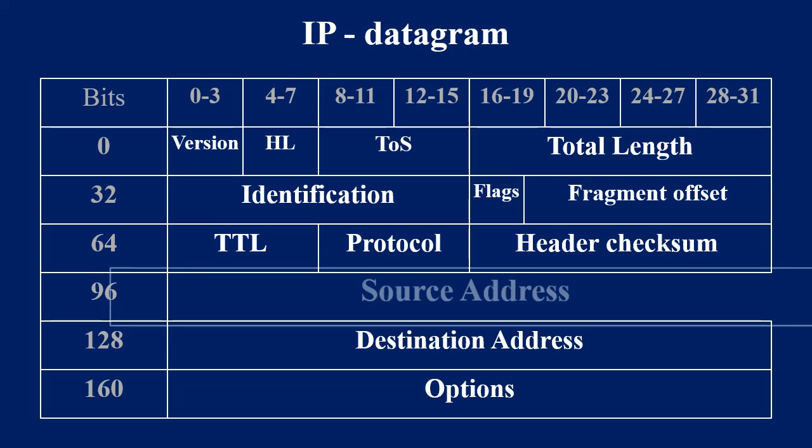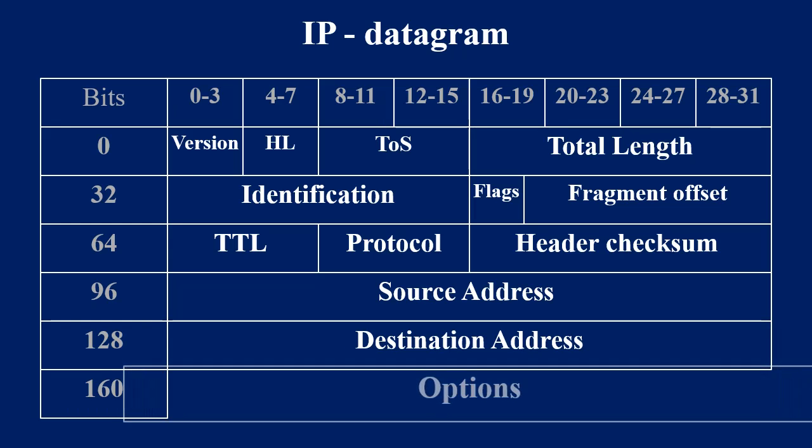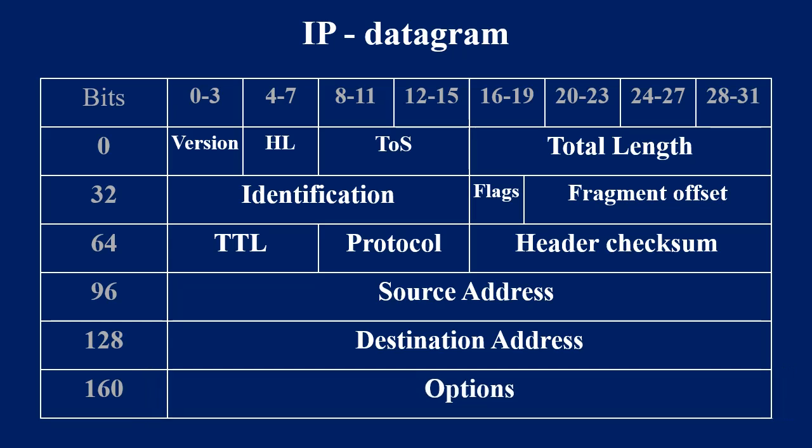The 32-bit source address is the IP address of the sender. The 32-bit destination address is the IP address of the receiver. The options field expands the IP protocol with additional information which is not provided in the standard design. Because of these options, IP datagram size is variable. Example options can be security and timestamp.